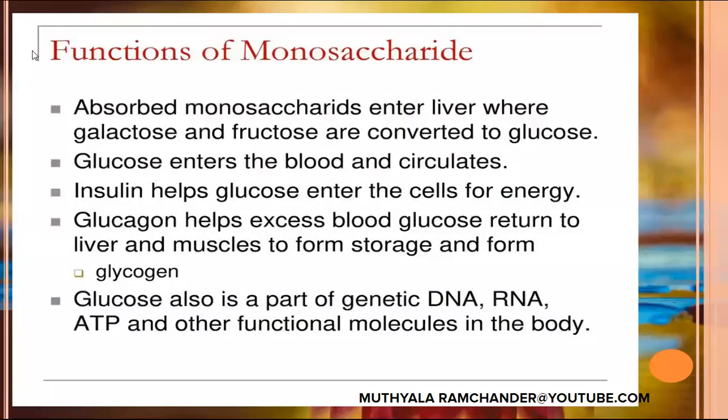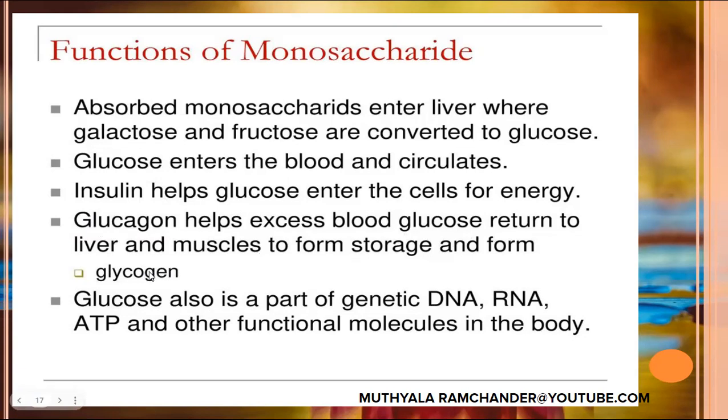Here are the monosaccharide functions. Absorbed monosaccharides enter the liver, where galactose and fructose are converted into glucose. Glucose enters the blood and circulates to the whole body. Insulin helps glucose enter the cell for energy. Glucagon helps excess blood glucose return to the liver and muscles to be stored in the form of glycogen.